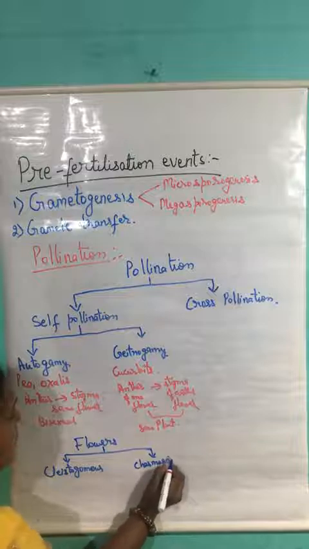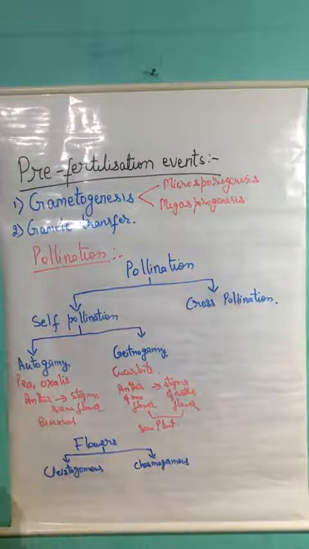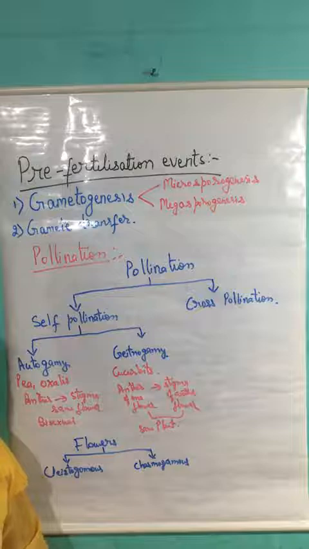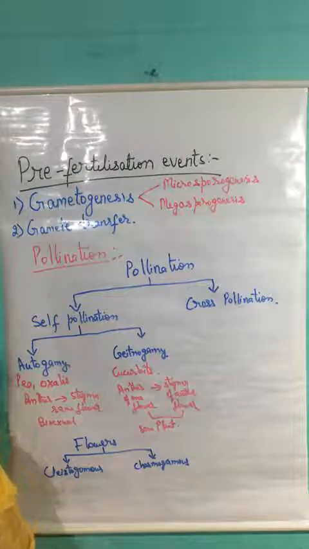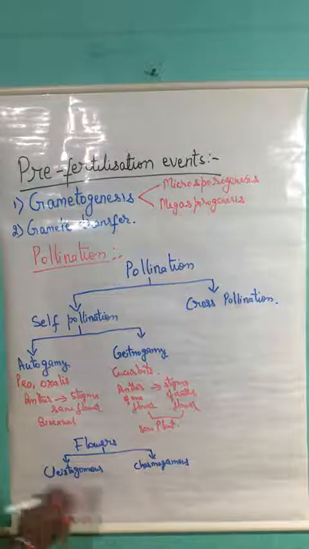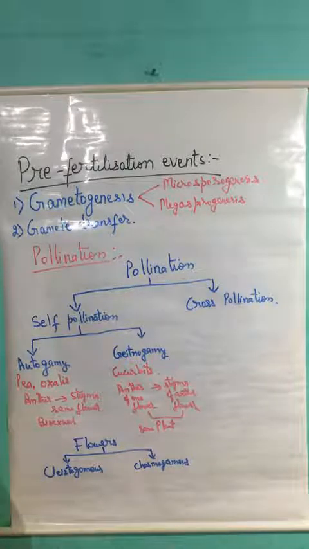Chasmogamous flower. Cleistogamous flowers are those flowers which remain closed, so that the anther and the stigma are never exposed.